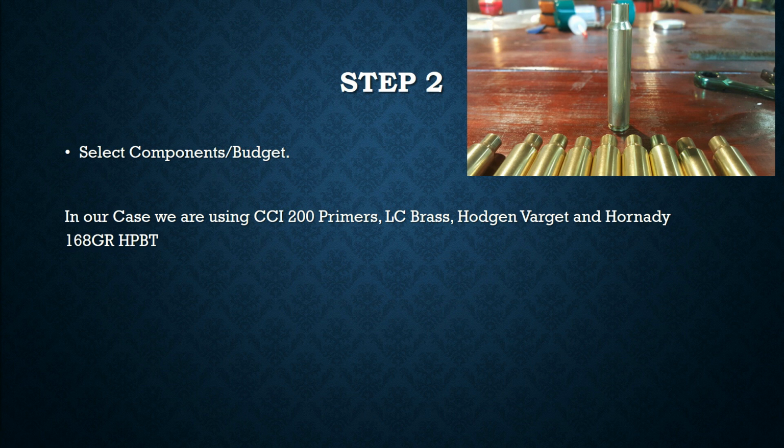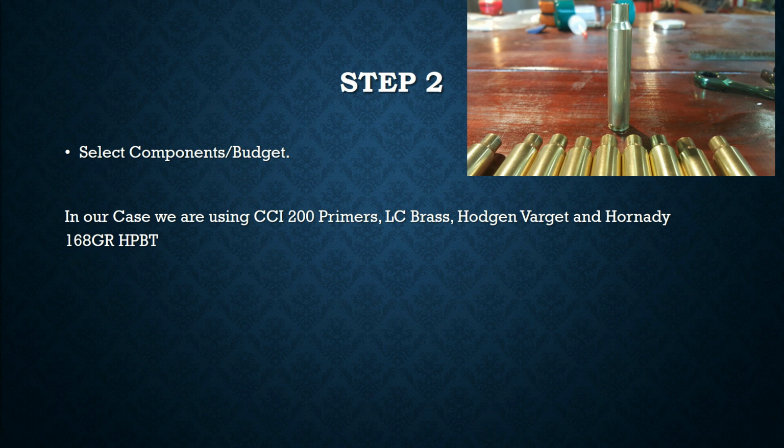I'm trying to think of a good example here of using the right bullet for a particular gun. Well, okay, so you have a 300 Blackout. You're not going to use a little 150 grain round nose bullet in a 300 Blackout. That would be insane, right? You're going to pick a bullet that's going to perform in the external ballistics up to your standards.